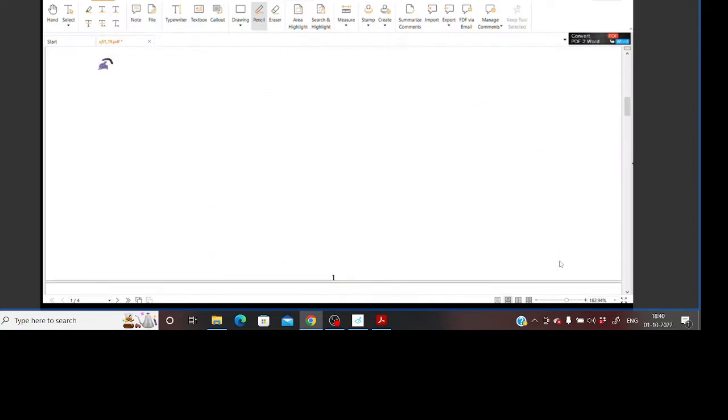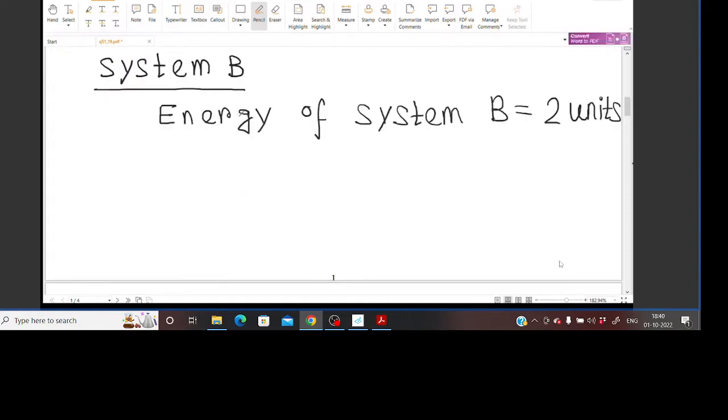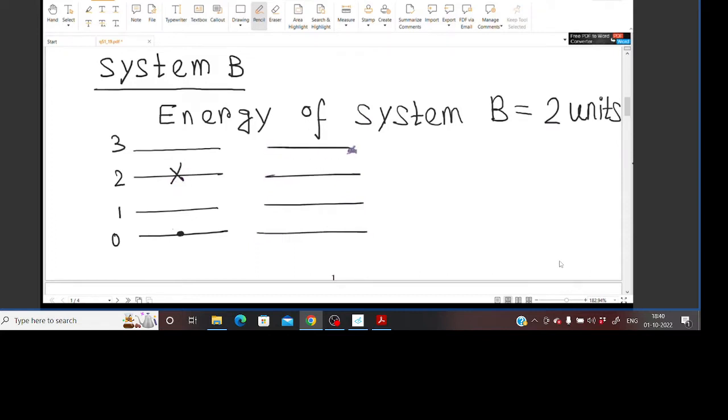Now let's consider the system B. System B has energy 2 units and the system B also consists of two distinguishable particles. We can place the first particle with energy 0 unit and the second particle with energy 2 units. We can also place the first particle with energy 2 units and the second particle with energy 0 unit. We can also place both the particles with energy 1 unit. So there are three possible microstates in which the system B has energy 2 units.